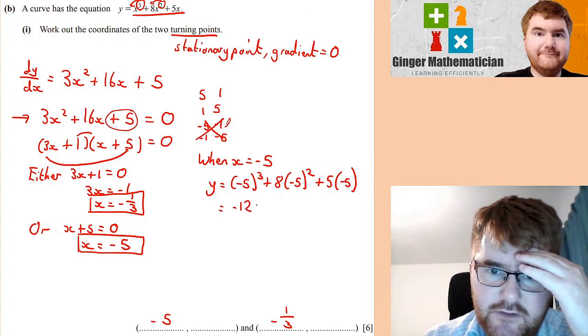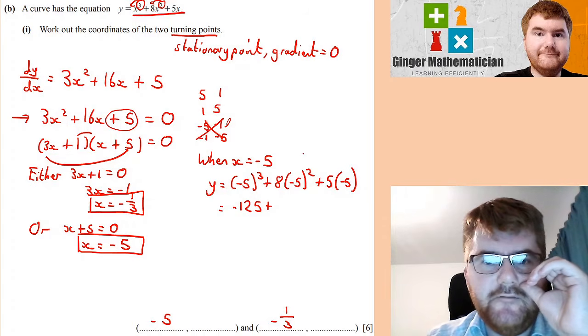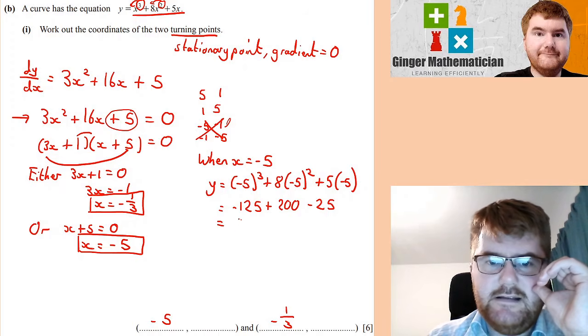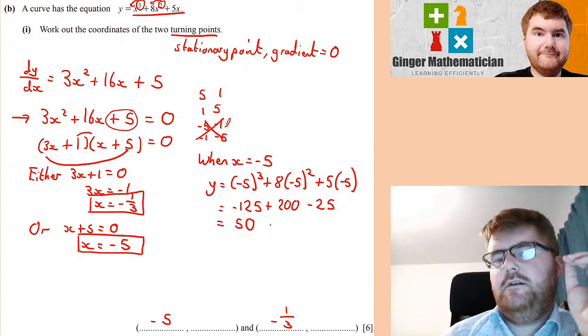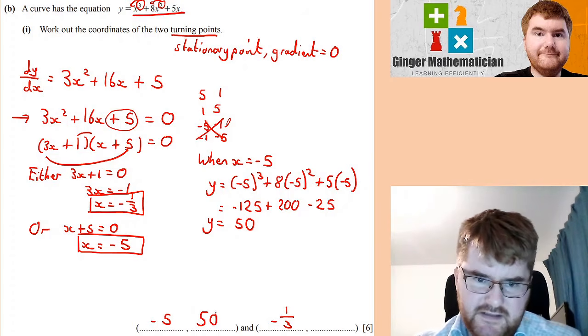So this is minus 125. Minus 5 squared is positive 25. 25 times 8 is 200. This is going to be minus 25. So I reckon this is going to be equal to 50. Yeah. So y is equal to 50 in this case. So I'll pop that in here.